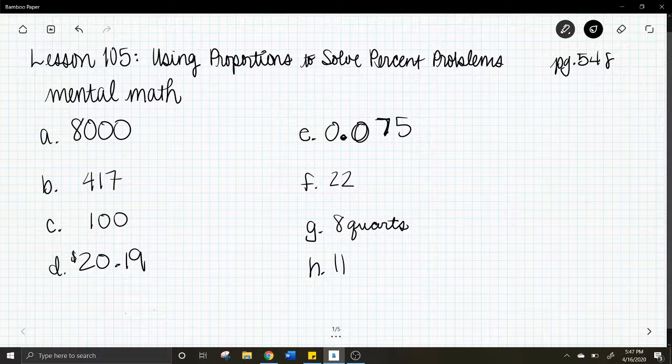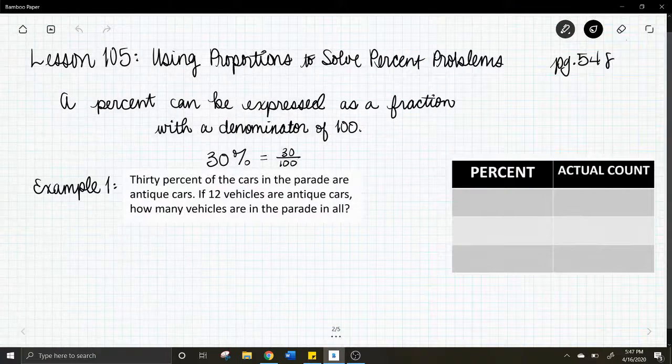All right, so we're going to get started with using proportions to solve ratios. What we're going to do today is solve percent problems by creating a ratio box, setting up a proportion and solving the proportion. Hopefully you remember these ratio boxes from a couple lessons back.